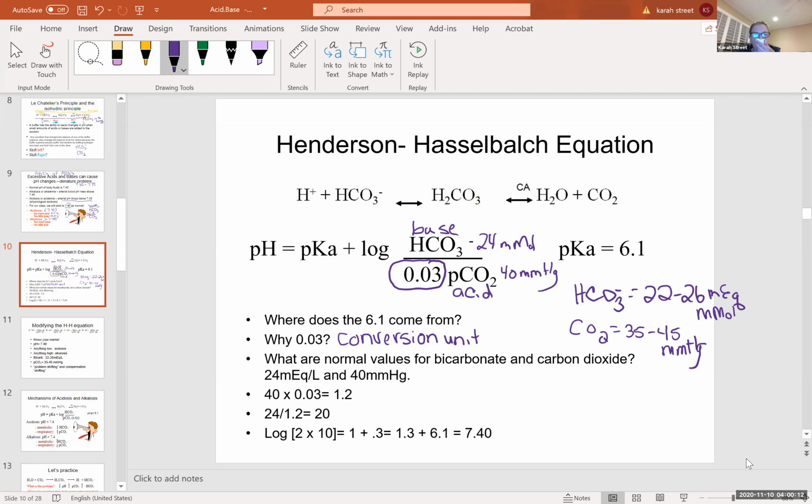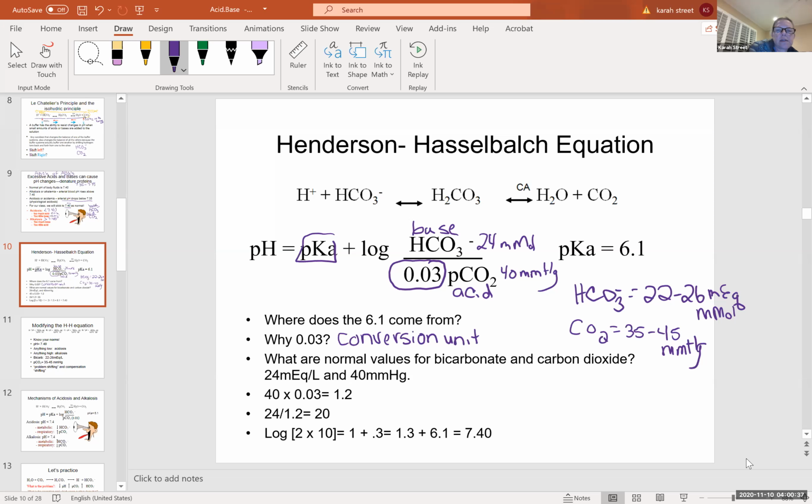It's a conversion unit. It converts the millimeters of mercury into millimolar. And now our units divide out. They cancel each other. So that's literally the reason why it's in this thing, so that we can get rid of these units. That's nice. I like that. It's nice and neat.